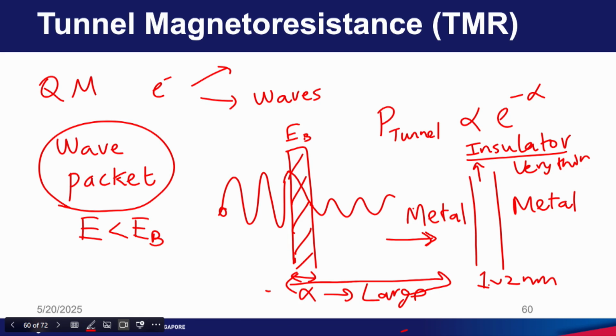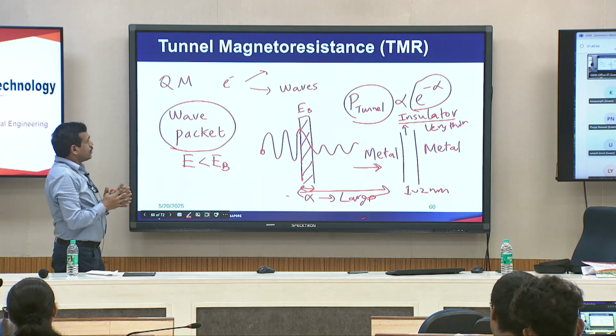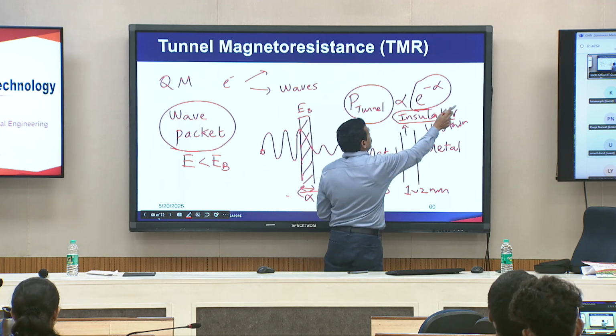But if you make this insulator like 50 nanometer, then electrons cannot tunnel, because the tunneling probability decays something like this. So, if alpha is large, then the tunneling probability will be very small. Okay. So, we can observe the tunneling phenomenon when we use thin layers of insulator.